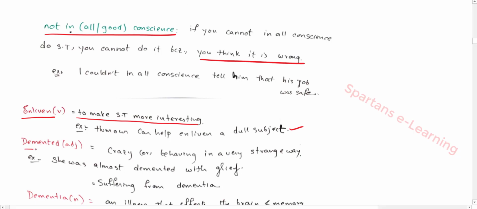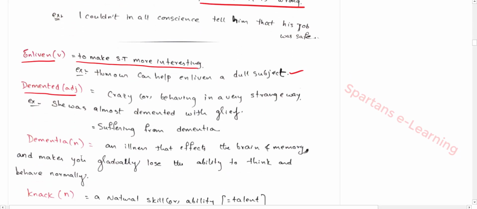Our next word is demented. Demented is an adjective. Demented means crazy or behaving in a very strange way. Example: she was almost demented with grief. Suffering from dementia is also called demented. So demented means crazy or behaving in a strange way, something related to the mind. She was almost demented with grief, so she was almost crazy with grief, behaving in an unruly way.